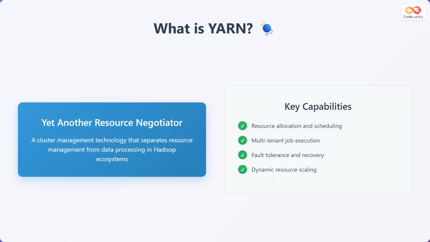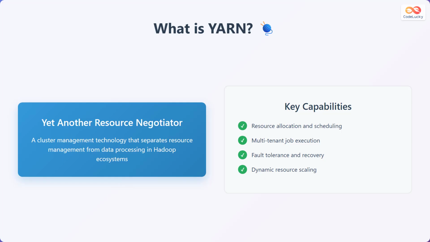Let's define what YARN actually is. YARN stands for Yet Another Resource Negotiator. It's a cluster management technology within the Hadoop ecosystem. It distinctly separates resource management from data processing. This separation allows for more efficient and flexible cluster operation.